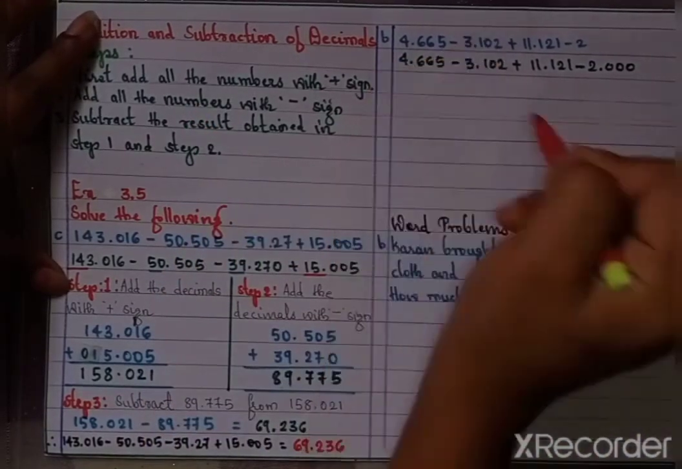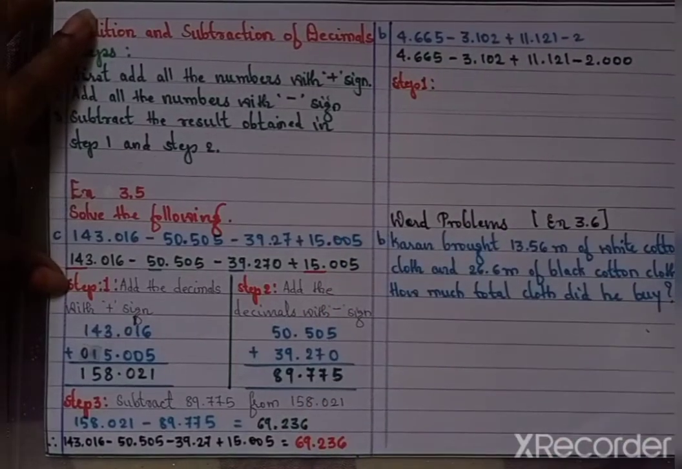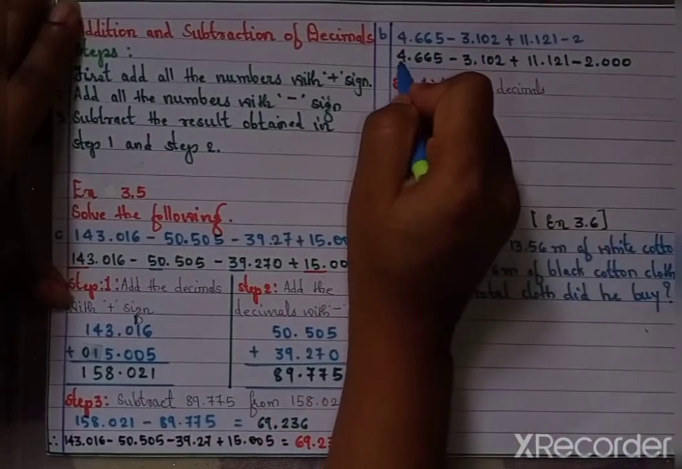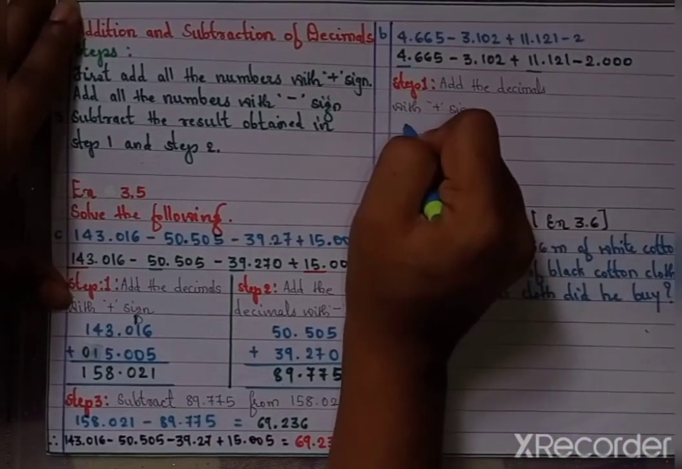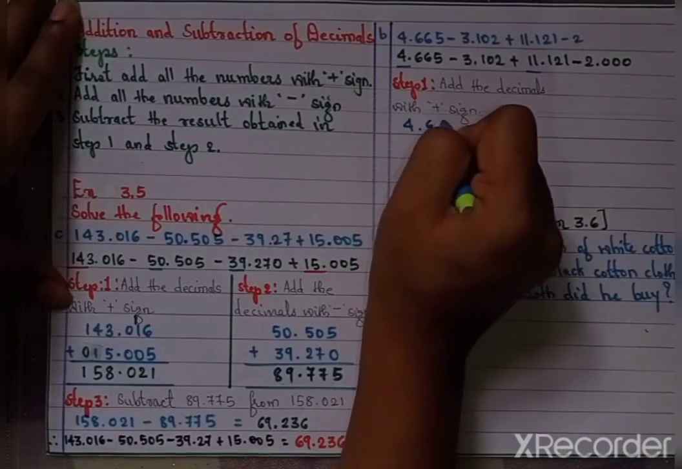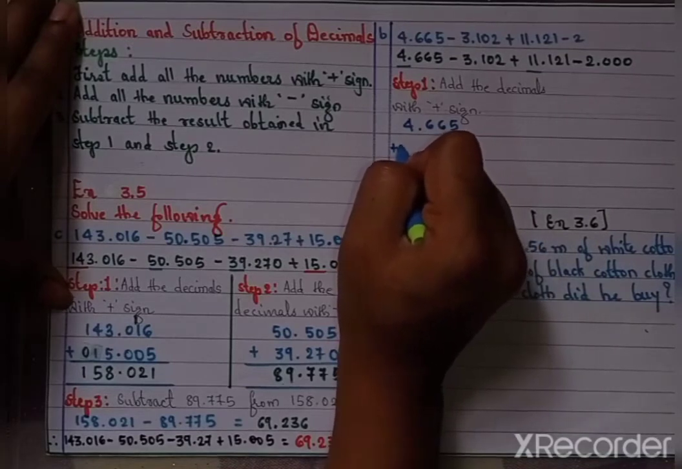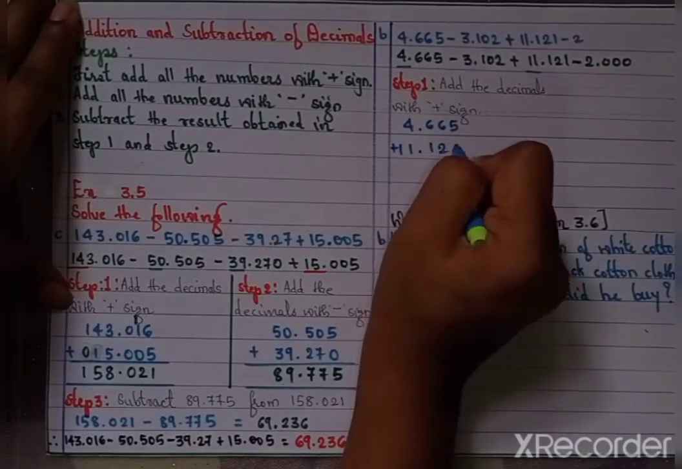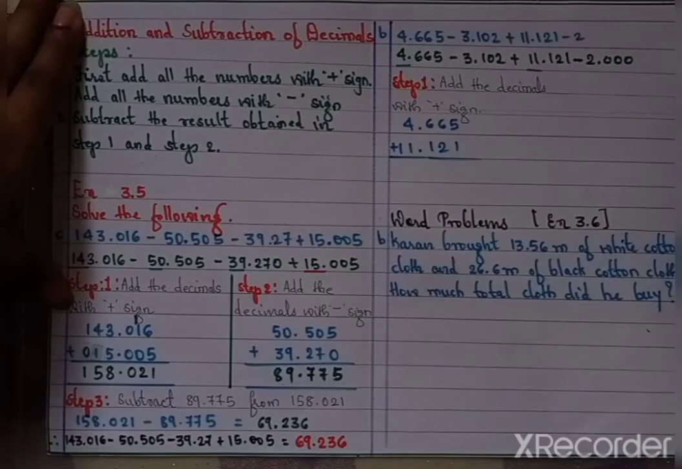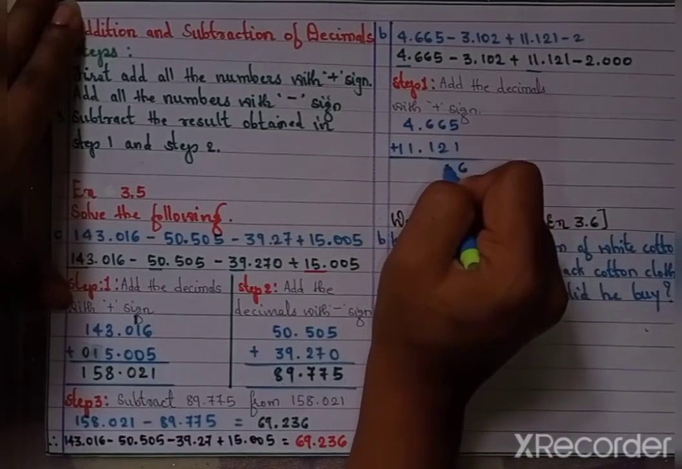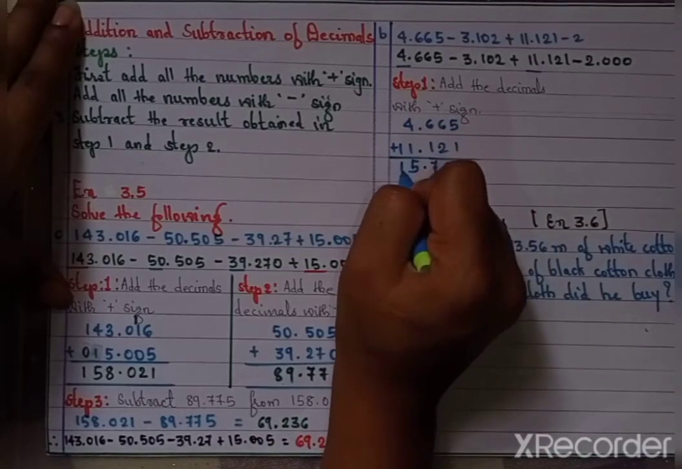So now we can add and subtract as per the steps given here. So let's write the first step. Step 1, add the decimals with plus sign. Therefore, this decimal and this decimal are having plus sign. Therefore, let's add them. 4.665 plus 11.121, that equals to 5 plus 1 is 6, 6 plus 2 is 8, 6 plus 1 is 7, 4 plus 1 is 5, and 1 plus 0 is 1.